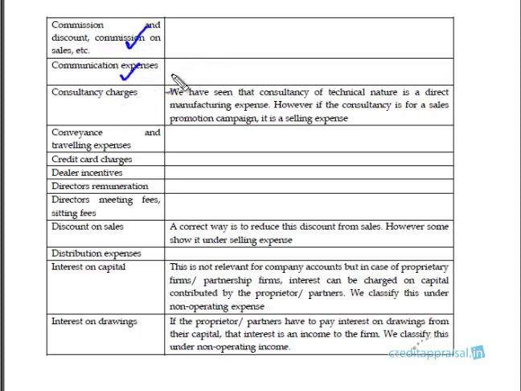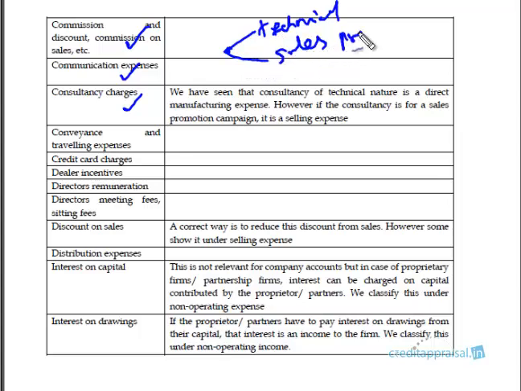Communication expense is a general expense. Consultancy charges, this we discussed earlier. If the consultancy is of a technical nature, such as technical advice, expert advice on product design or plant layout, that will be a direct expense. However, if it is for a sales promotion campaign, right?